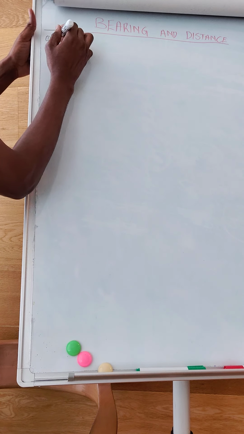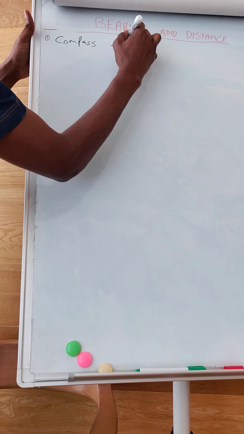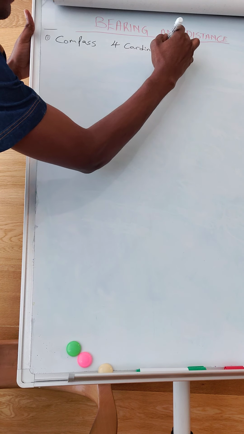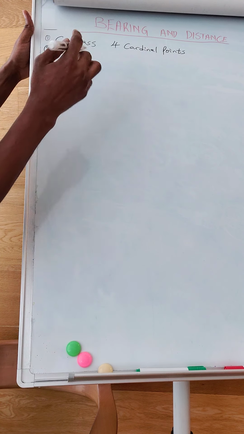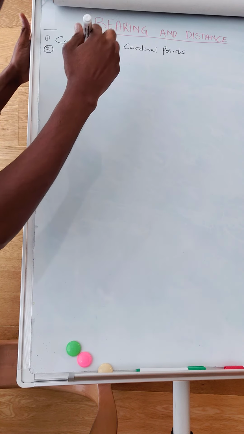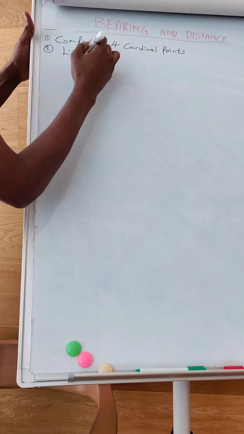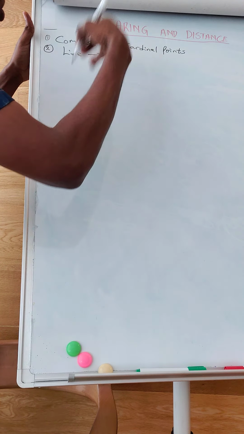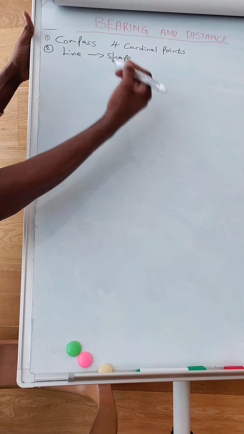I've made mention of some things. I've made mention of the compass, which is the instrument to draw your four cardinal points. Then I've also mentioned line, which sometimes will lead towards shape. When you start moving from one point to another, the points will lead to line, the line will lead to shape, depending on the question.